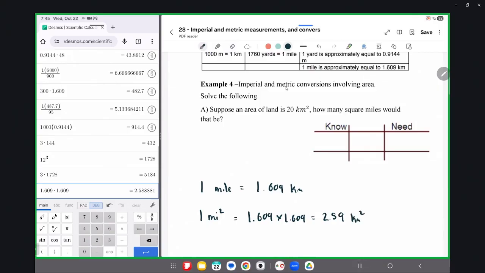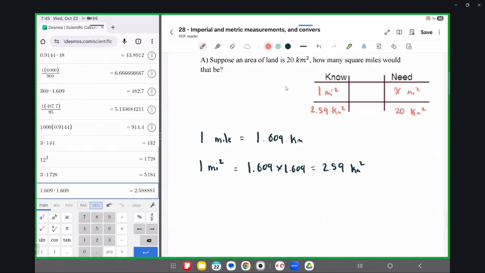And so now we have our conversion. And so we know that 1 square mile is equal to about 2.59 square kilometers. And so what we're then curious about is how many square miles are there in 20 square kilometers. And it's going to be less than 20, right? So we could see that it's probably going to be about maybe 10 or so. Well, actually, it's going to be under 10.